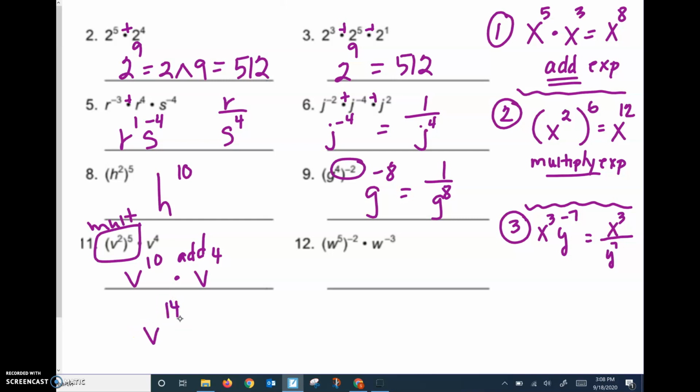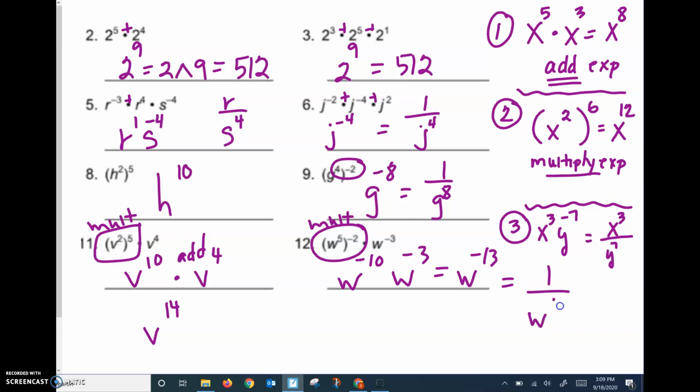All right, in number 12, so I'm going to take care of this first, and I'm going to multiply these exponents. So you get w to the negative 10th and w to the negative third. Now we have to add those together. So we have w to the negative 13th, and now we can't have a negative, so we're going to write this as 1 over w to the 13th.